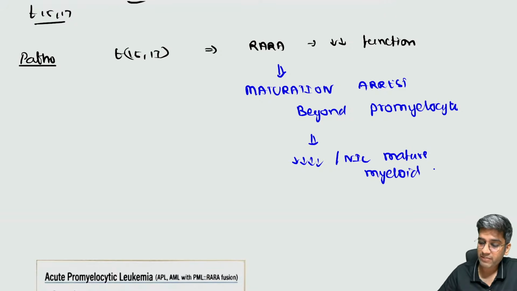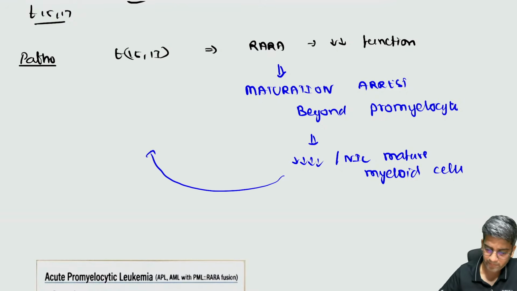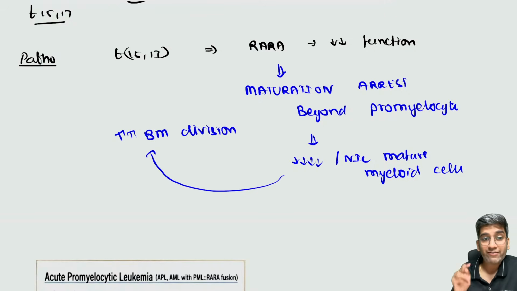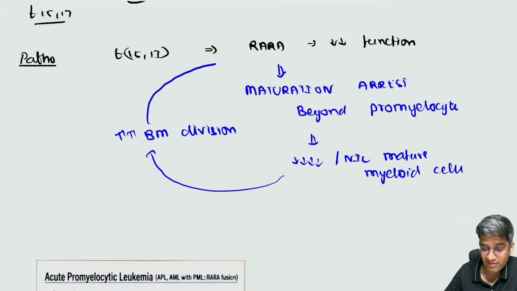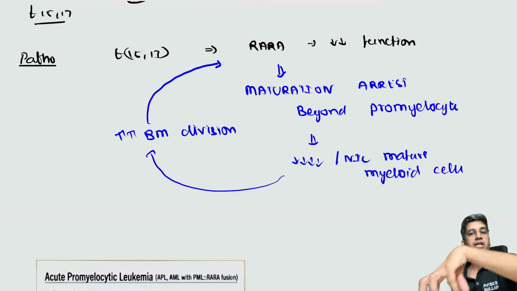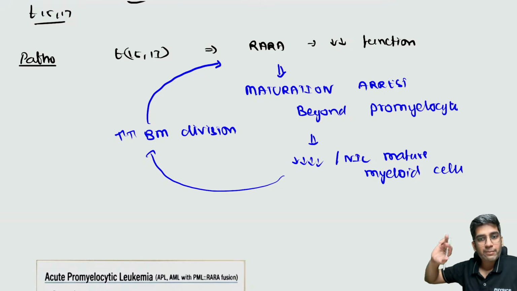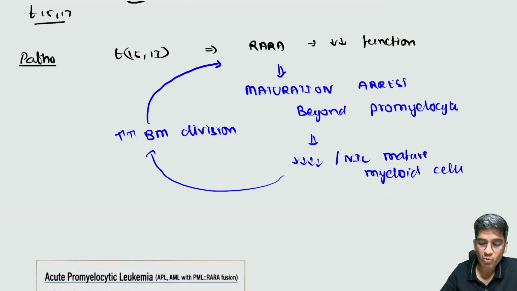When you have nil mature myeloid cells, it's simple. This will increase the bone marrow division. The only problem here is I will produce more blasts. The same thing will happen here again. The blast will be stuck at the promyelocyte. So what will happen? Ultimately, which is the cell which becomes more and more and more? It'll end up in these cells. So these cells will become extremely high in number. That is the pathogenesis in APL or acute promyelocytic leukemia.